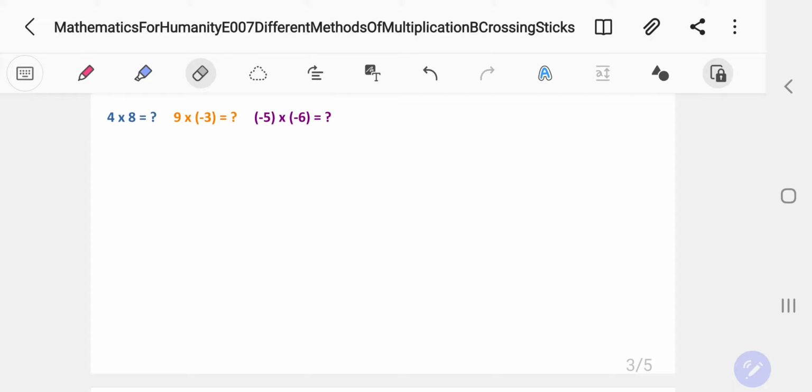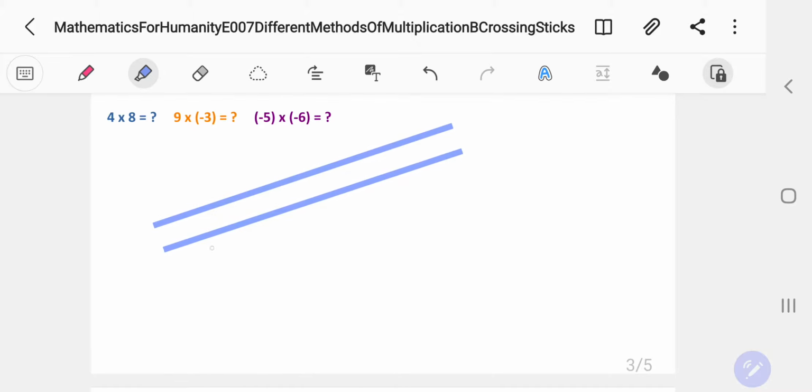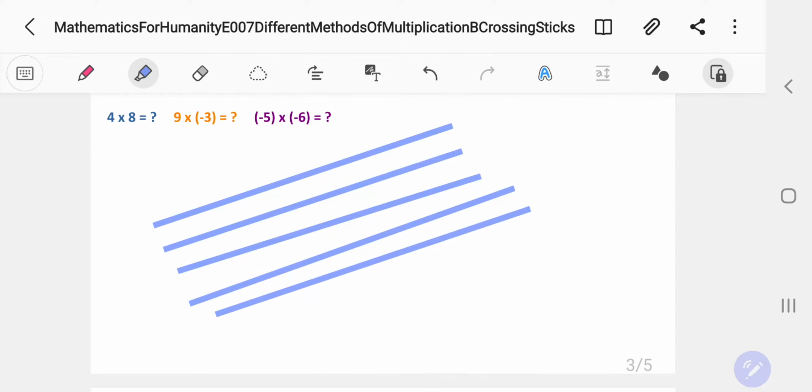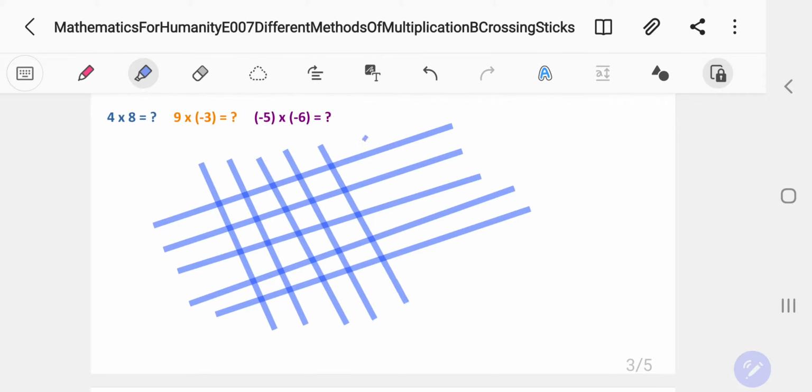We have negative 5 times negative 6. So again, we draw sticks. 1, 2, 3, 4, 5. And then 1, 2, 3, 4, 5, 6. Here you have 5 and then you have 6 here. So let's now count the intersections.